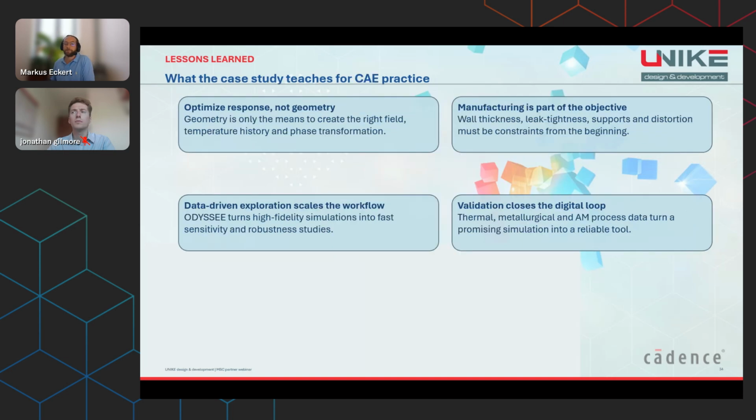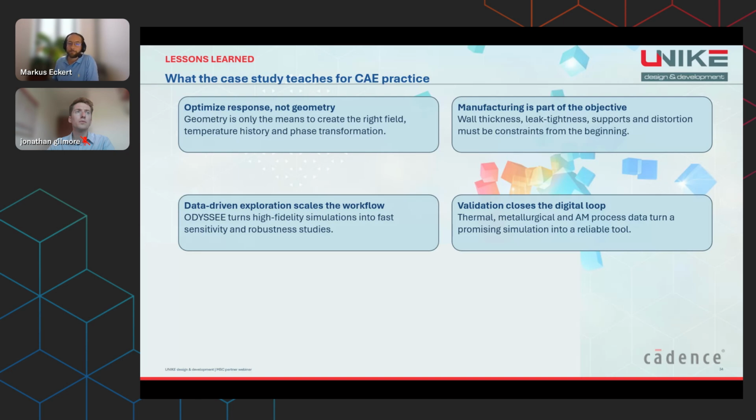Four CAE principles can be derived from the case study. First, we do not optimize geometry for its own sake. We optimize the process response: field, temperature history, phase fractions, and hardening contour. Second, manufacturing is part of the objective. Wall thickness, leak tightness, supports, and distortion must not appear only at the end.